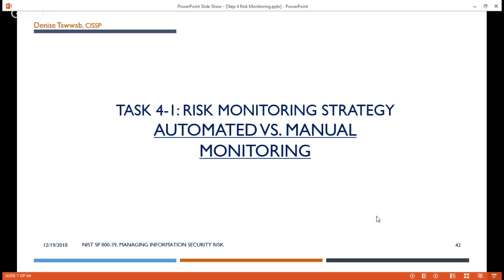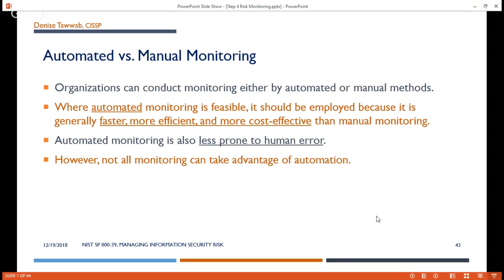Now, still talking about the risk monitoring strategy, let's look at automated versus manual monitoring. So the risk monitoring task, even though there are only two activities, is pretty comprehensive, a lot to think about. So, automated versus manual monitoring. Organizations can conduct monitoring either by automated or manual methods, and there's a whole NIST publication on continuous monitoring, and I'll cover that at a later date.